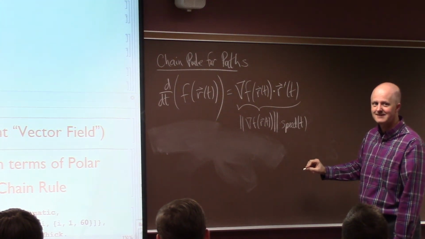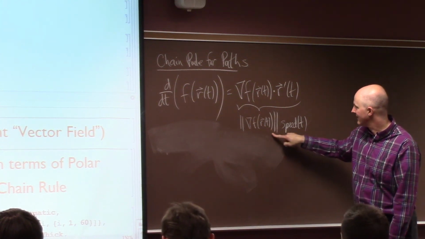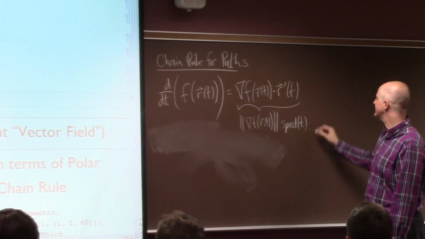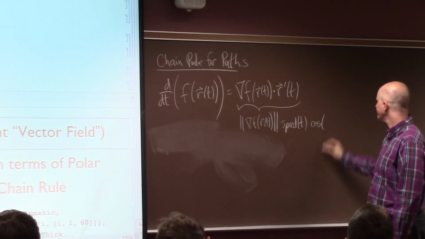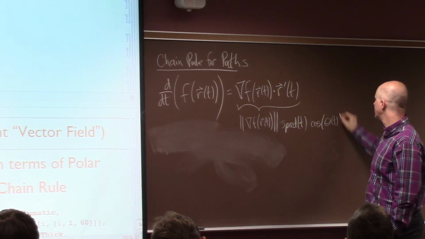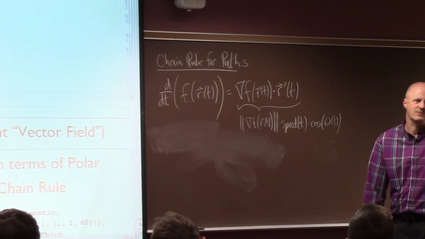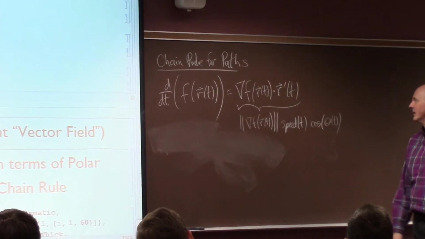Dare I do that? Maybe not. This is the length of the gradient vector times the speed times the cosine of the angle between them, which will be a function of t as well, by the way. I just wrote a theta in the last class. I should have written a theta of t. That's going to be a function of t as well.